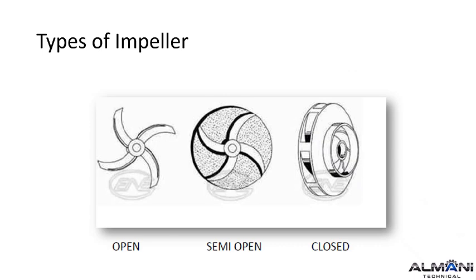An open impeller has vanes free on both sides, ideal for dirty fluids. A semi-open impeller has a shroud on one side, offering a balance of strength and clog resistance. Finally, a closed impeller has shrouds on both sides of the vanes, creating the most efficient design for clean liquids.